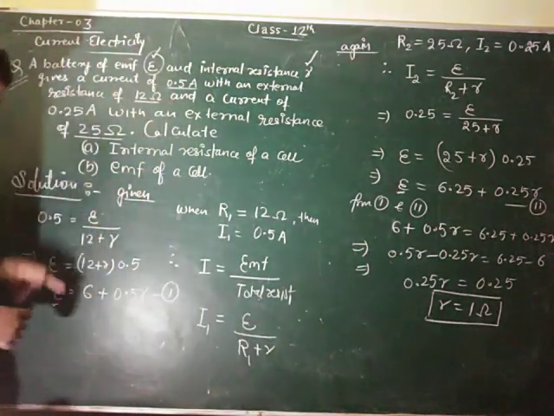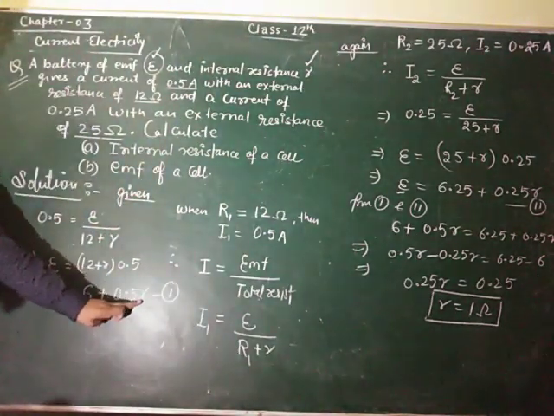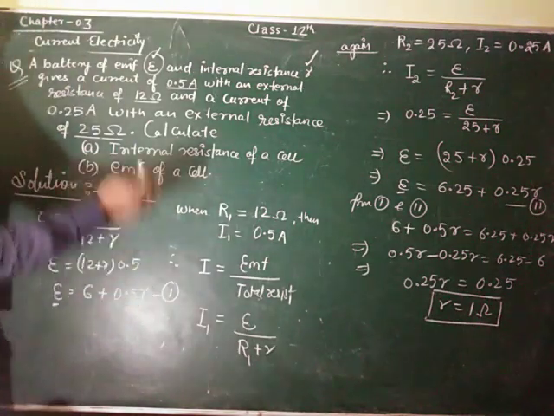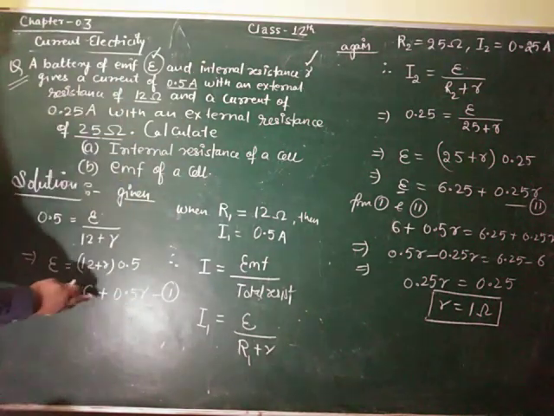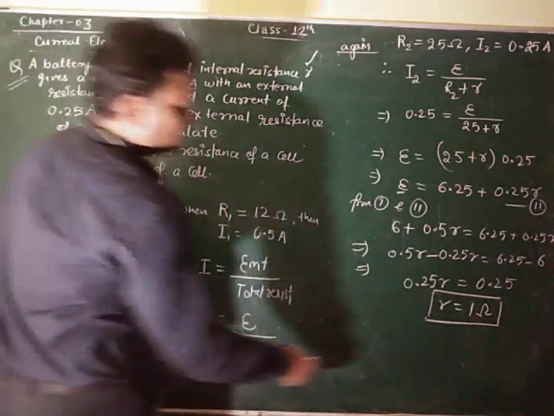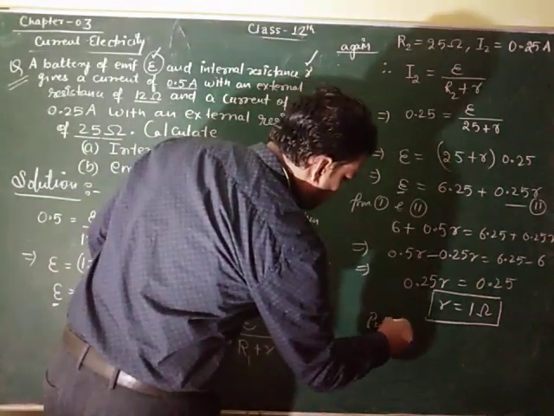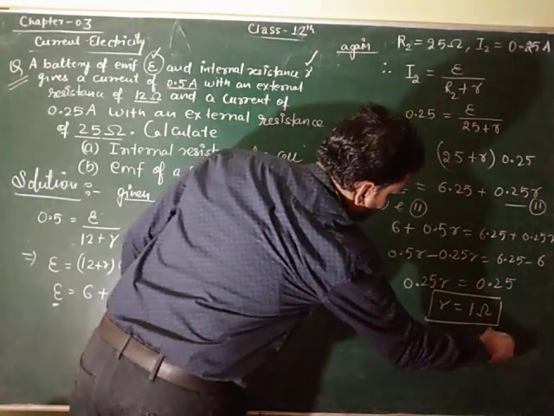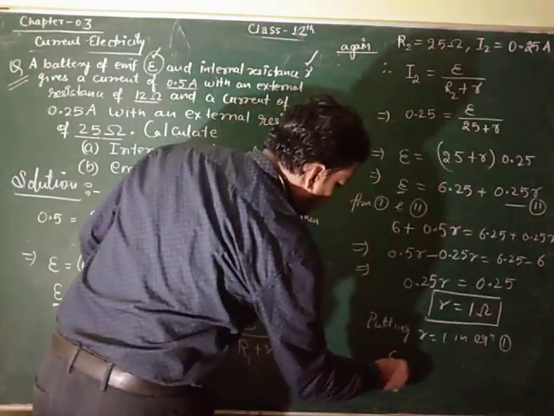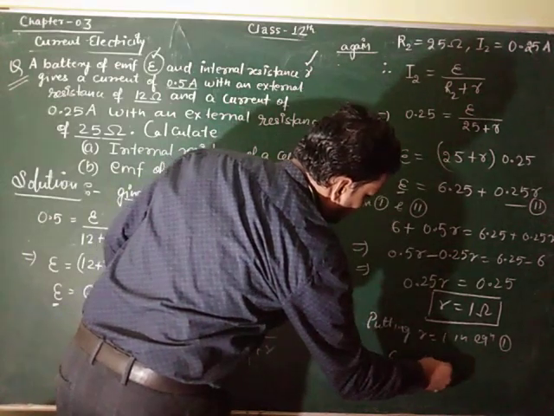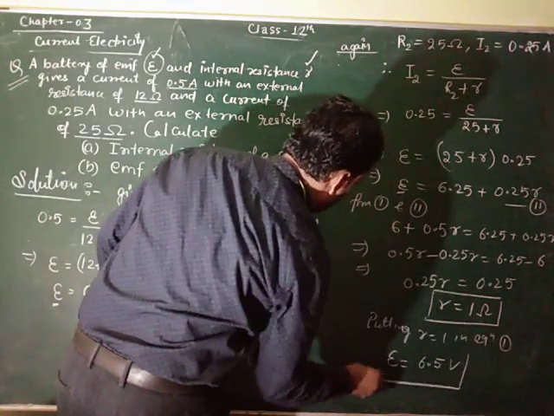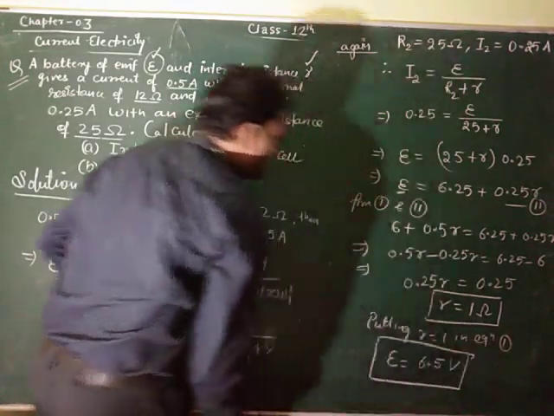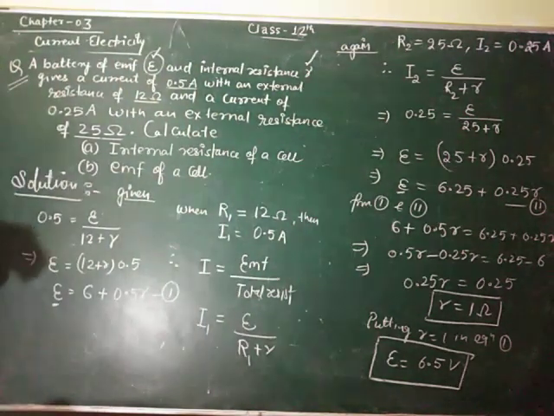When we put R is 1 in this equation, or any equation you can take, putting R is equal to 1 in equation 1, EMF we will get 6.5. This is the solution of this numerical. Okay.